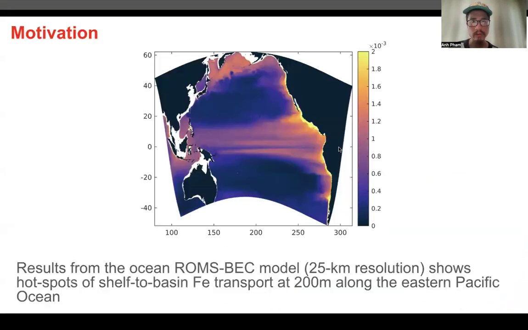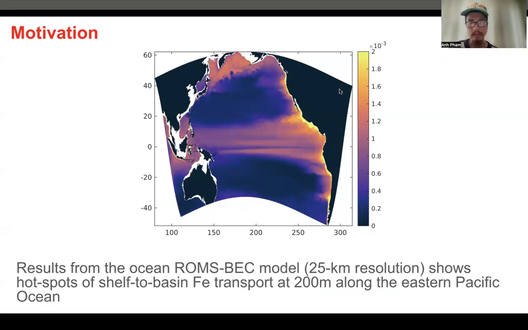The motivation for this work is that when we analyze model results from the ocean model for the full Pacific Ocean with 25-kilometer resolution, we look at the dissolved iron concentrations at 200 meters, and we see that iron is being transported from coastal areas where it is released from benthic sediments to the open ocean along the Eastern Pacific Ocean. The color scale here goes from 0 to 2 nanomolar.